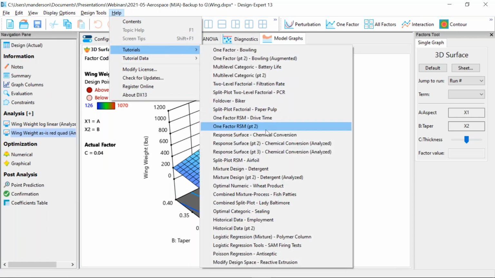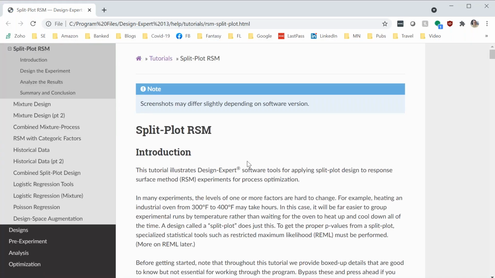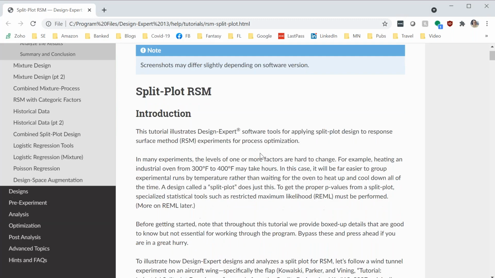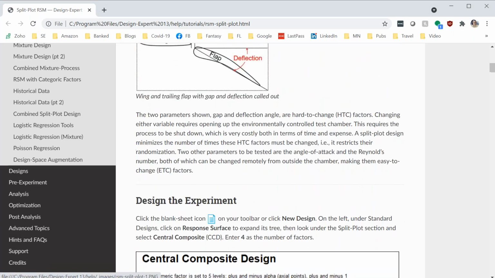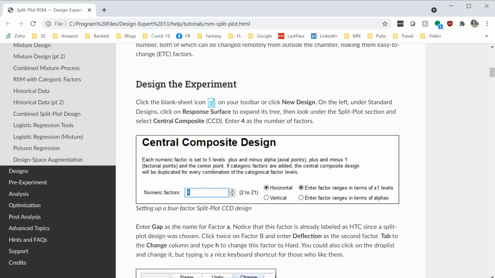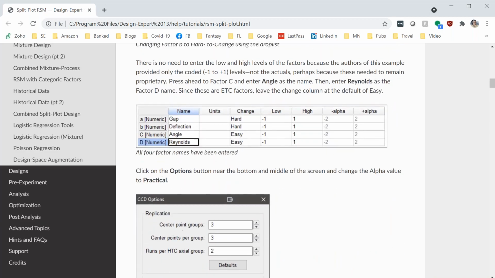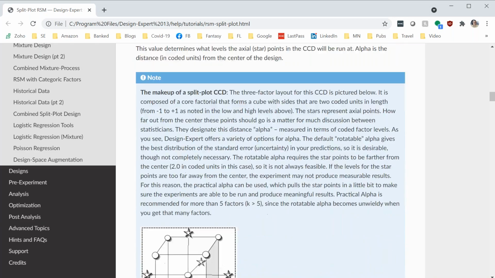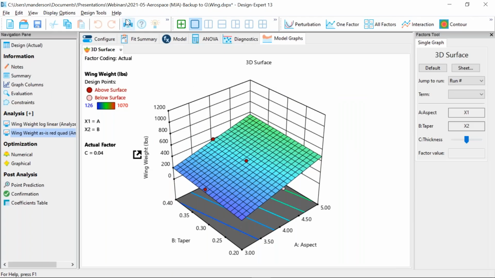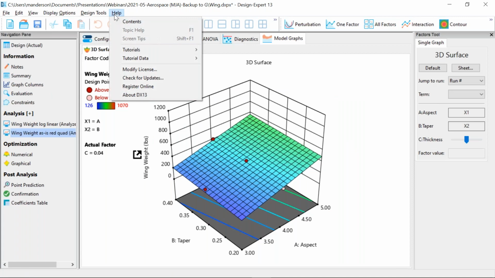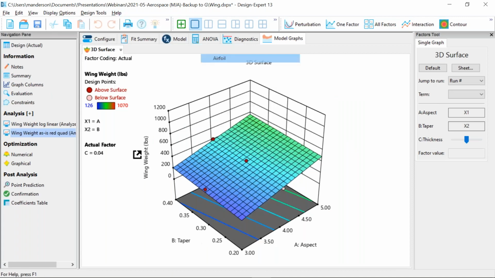in the program on response surface split plot. I wrote this tutorial, but I forgot about it. So there it is. And here's a picture of the wing and the trailing flap. And so this actually is in the Design Expert program, and you can run through this complete tutorial yourself and reproduce the results. So now I'm going to go ahead and open up the data.